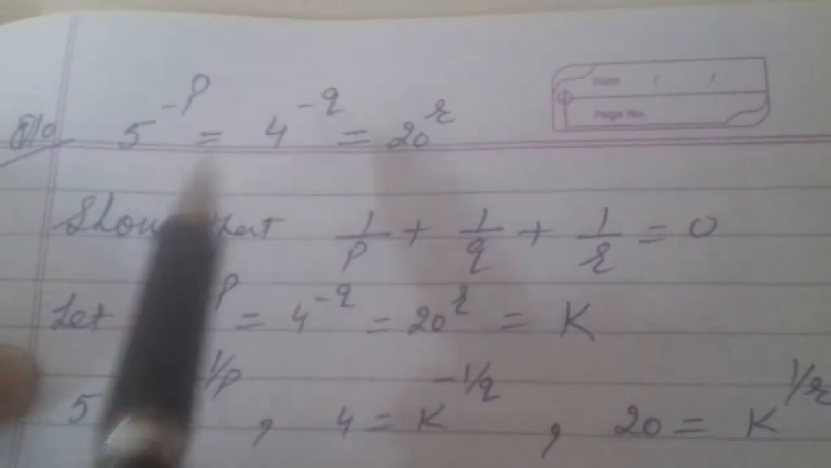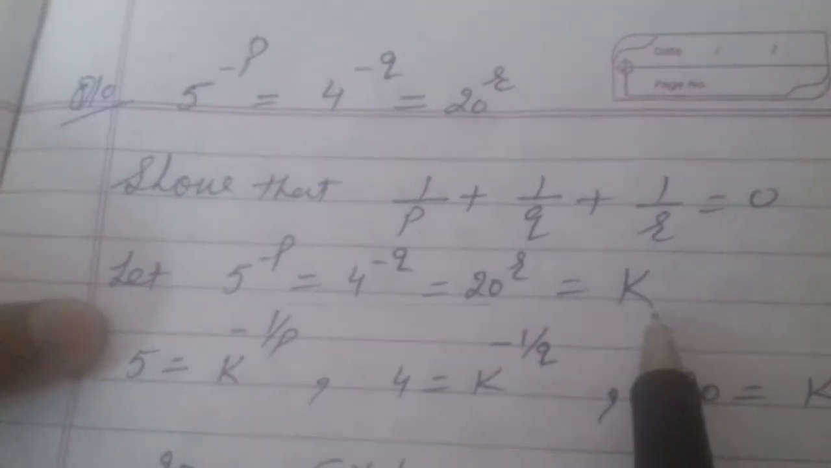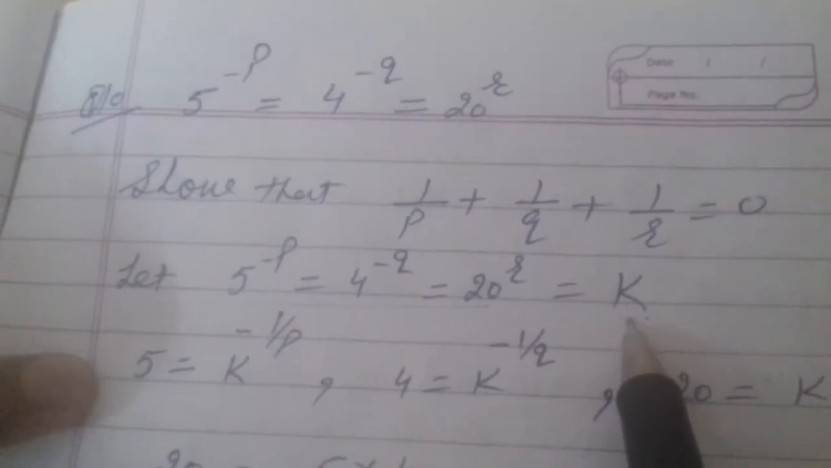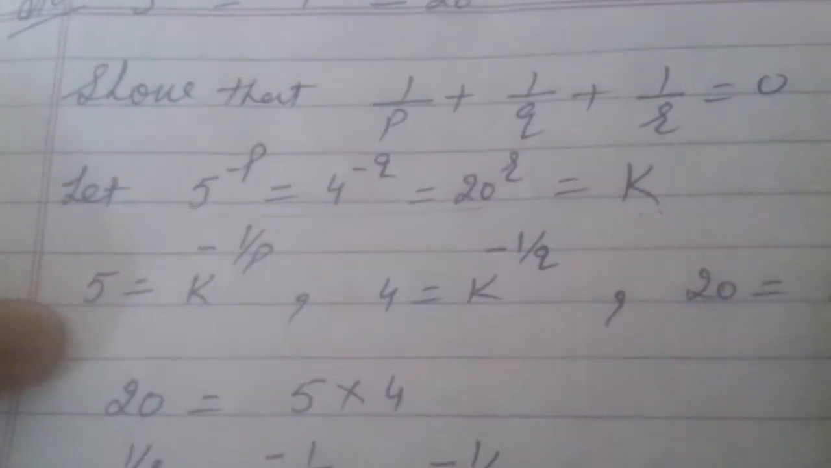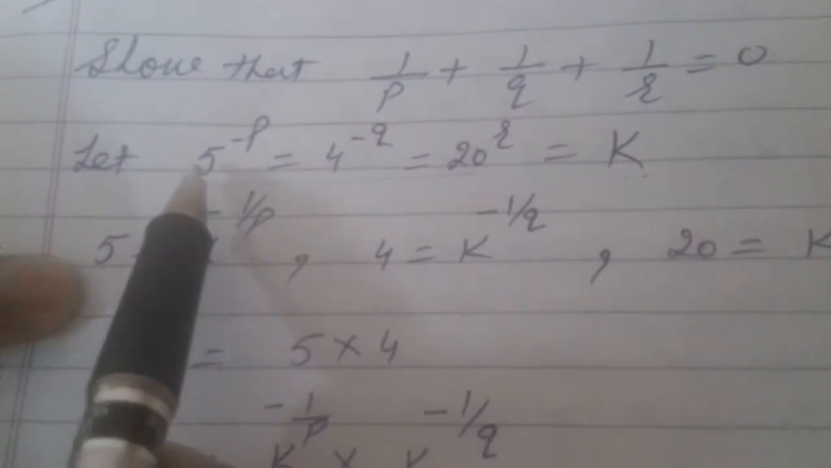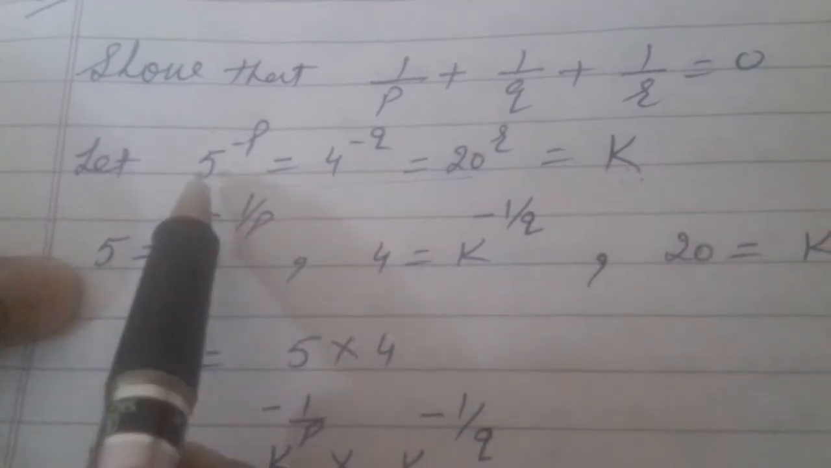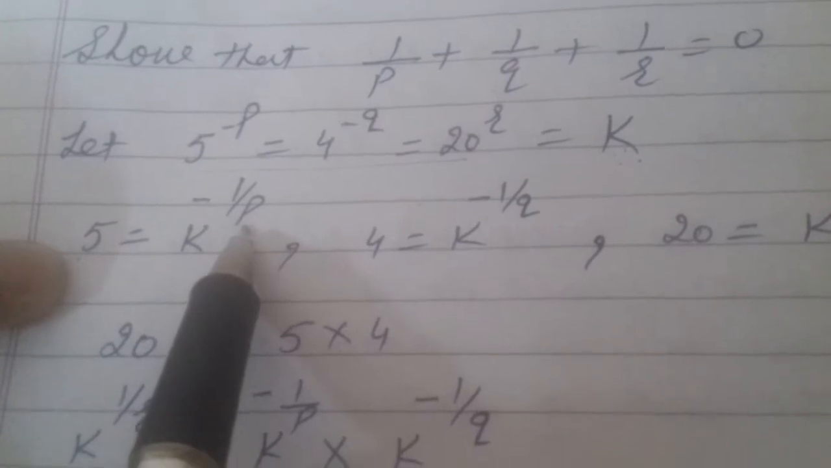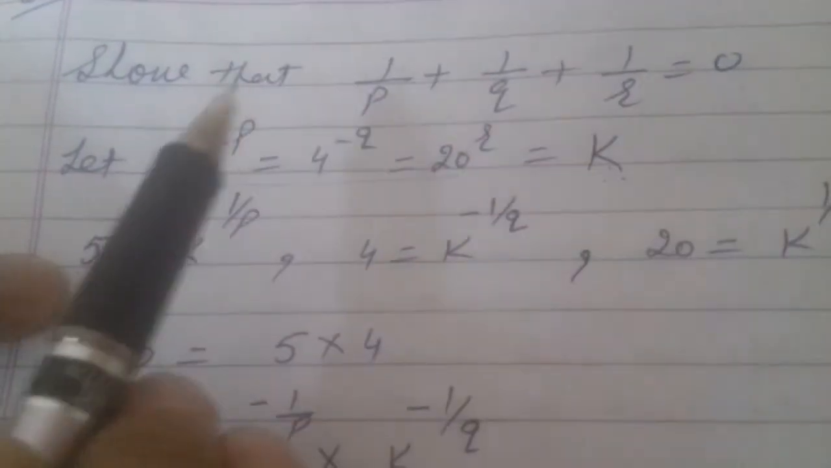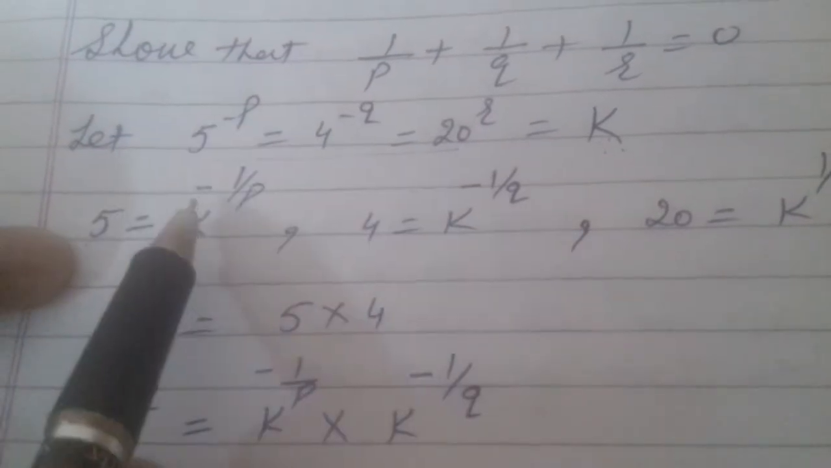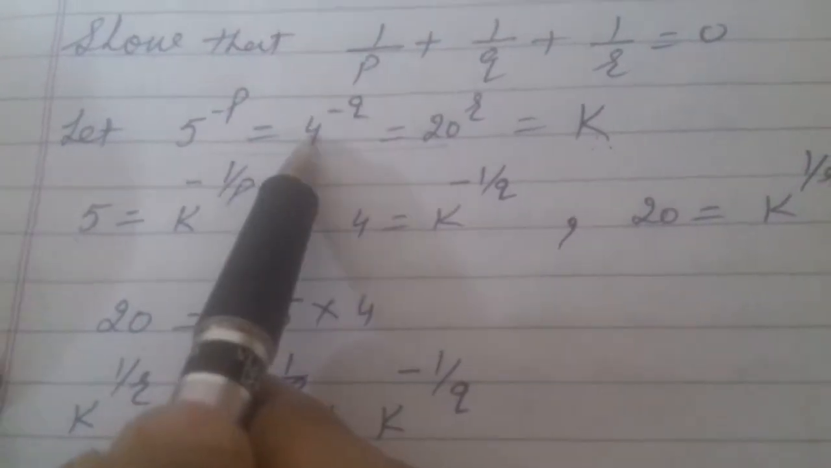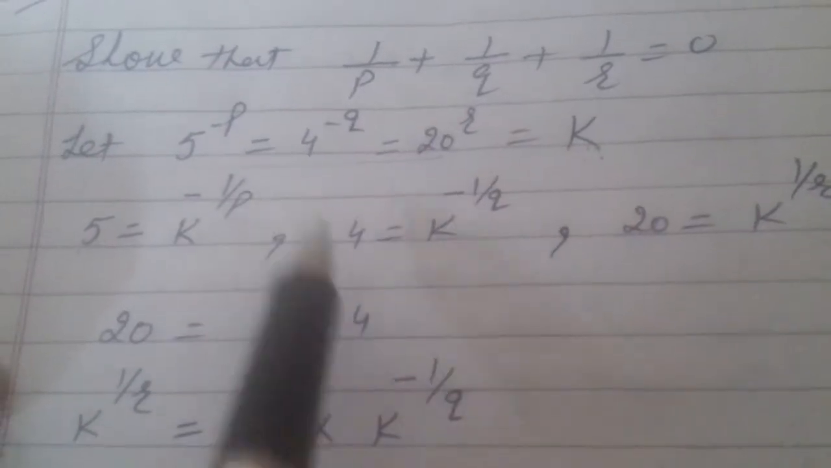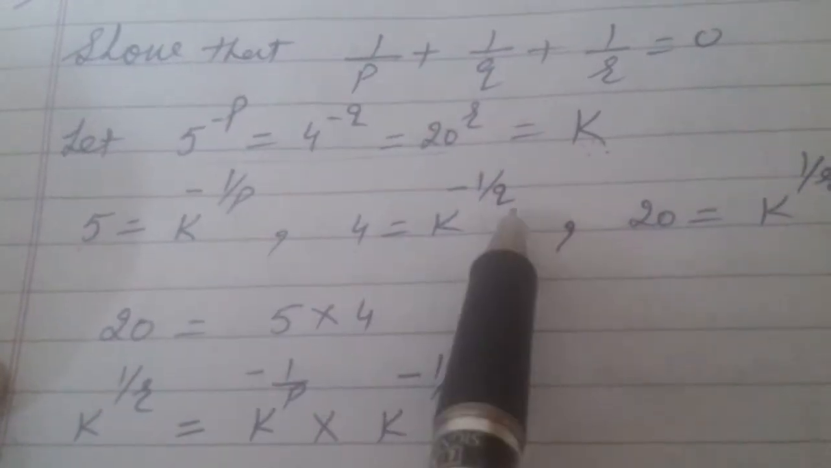Very important question students. This is given and you are asked to show this. So in these kinds of problems, you take the given information equal to a variable, a constant. Let the constant be k. Children, when you remove the square from one side, it changes to 1 by 2 on the other side. So if I take 5 power minus p is equal to k, what will be the value of 5? When you take the power, it will be k power minus 1 over p. Why? Because square changes to 1 by 2, cube changes to 1 by 3, and minus p will change to minus 1 over p. Same way, when you compare this with this, what will be the value of 4? k power minus 1 over q.